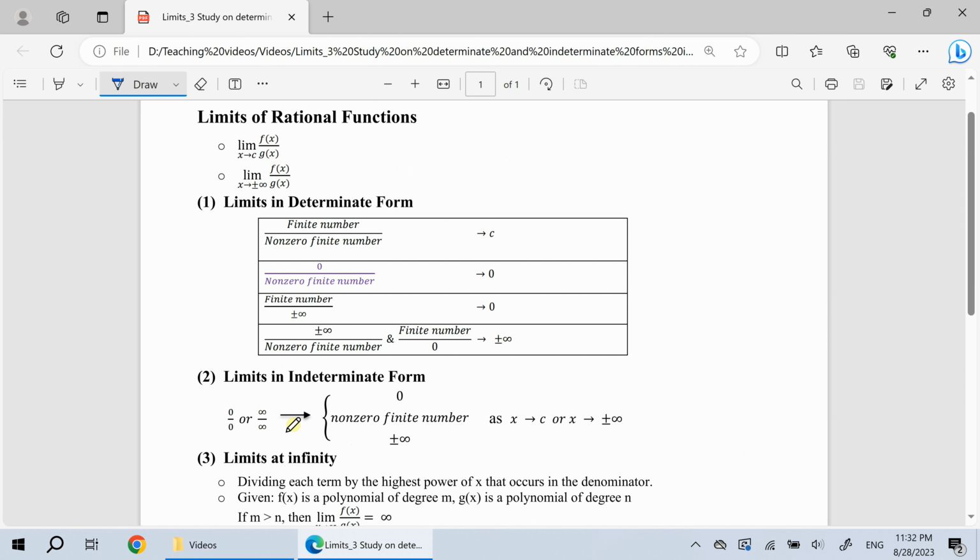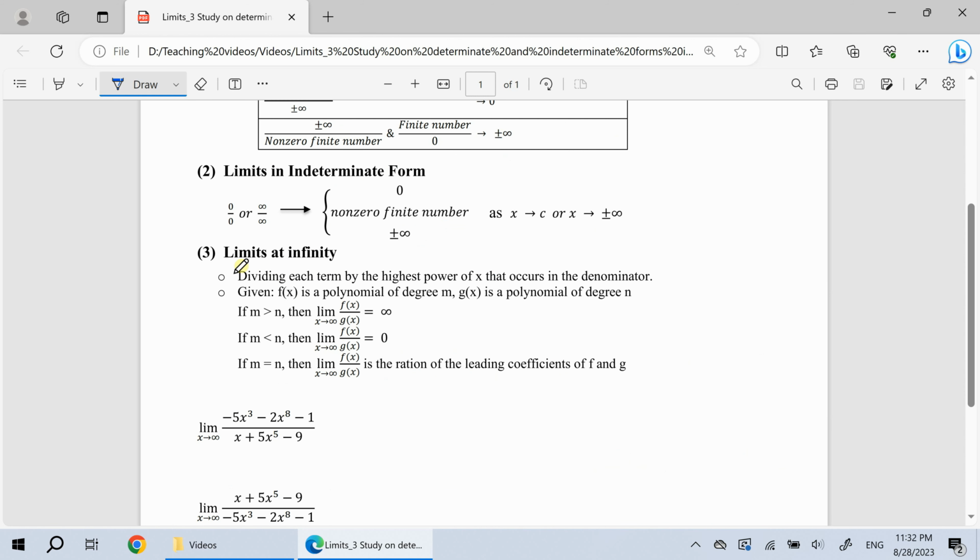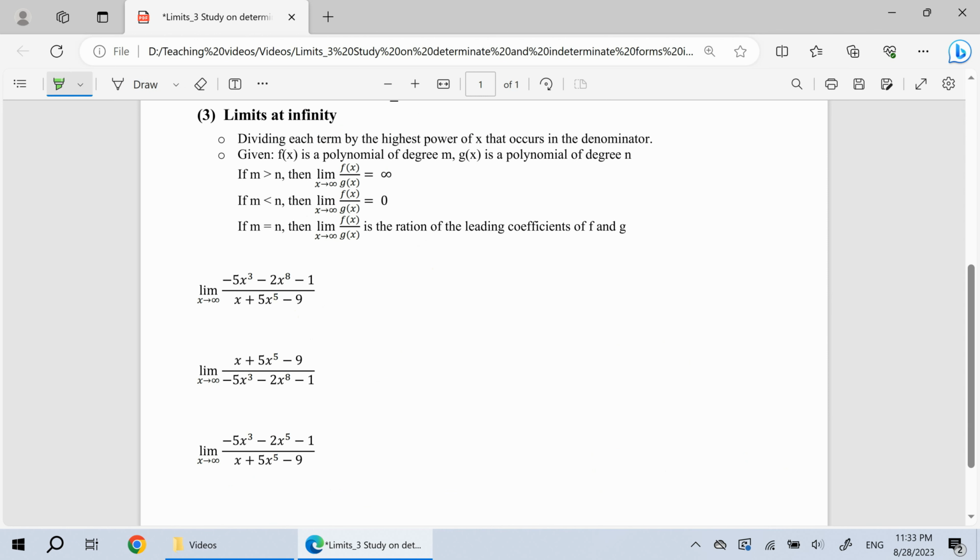Now let's move to limits at infinity. The first technique is to divide every term by the highest power of x in the denominator. Here we choose x to the fifth power as a divisor, so every term will be divided by x to the fifth power. And here is x to the power of 8 and x to the power of 5.